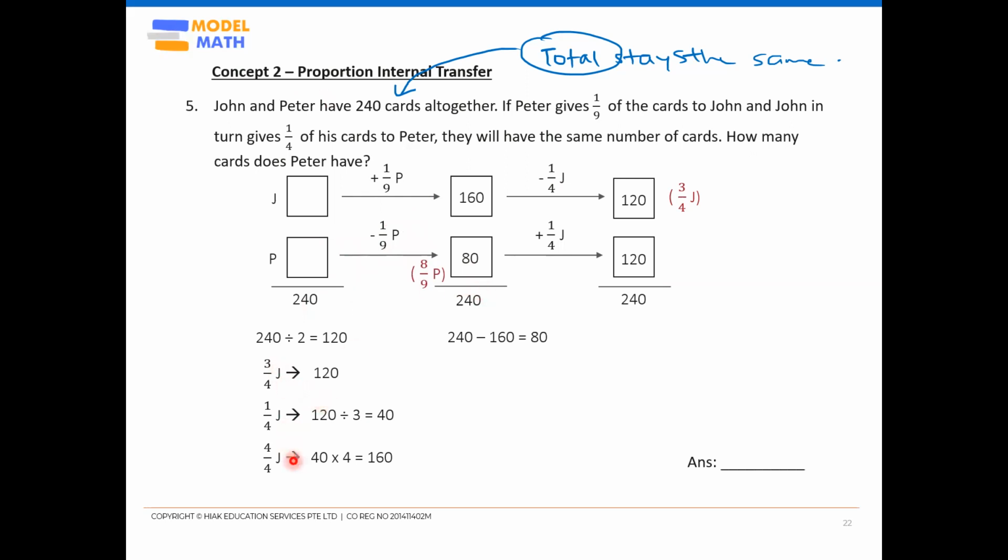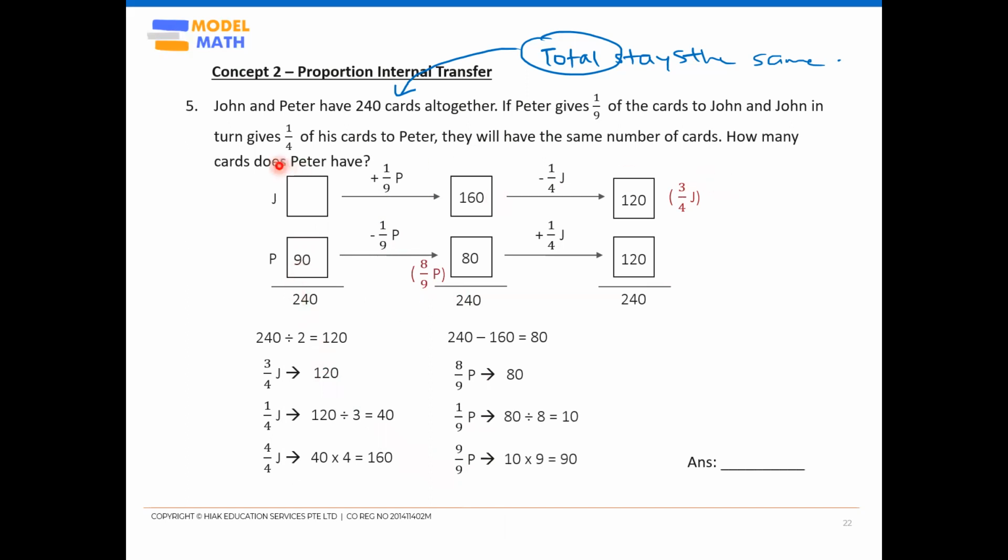Please put your J's and P's because you have to be clear which guy this fraction belongs to. Otherwise, mistakes along the way, you'll be confused as to where to put the numbers back, to J or P. So please note all this down. 8 of 9 Peter is 80 cards. And of course, I will proceed to find 1 unit, 1 out of 9. So 80 divided by 8. And to find here, this box will be 9 out of 9. So 10 times 9, 90. And there you go, you have 90 here.